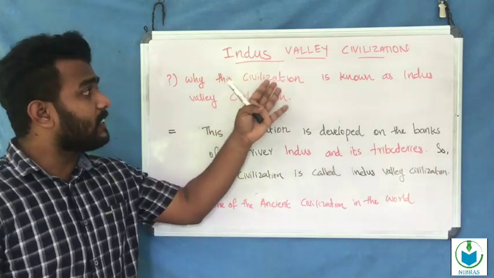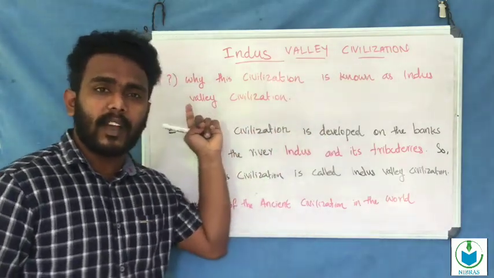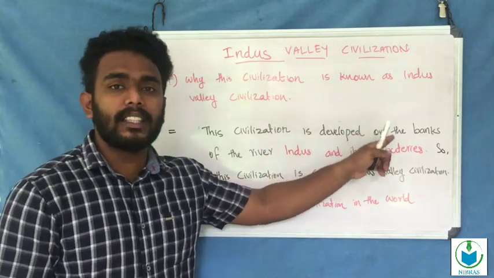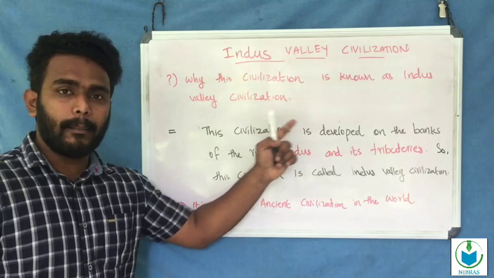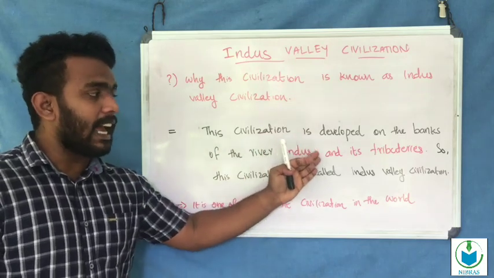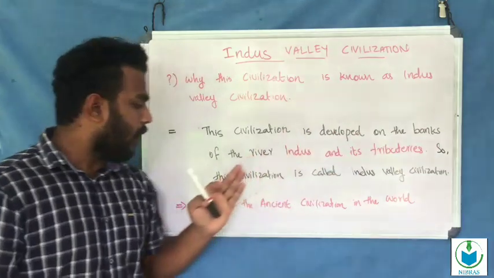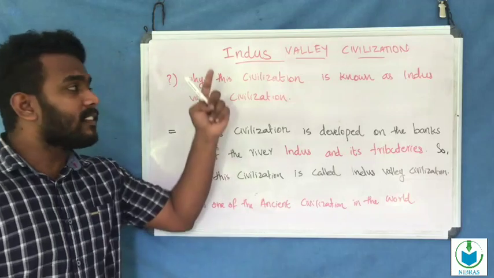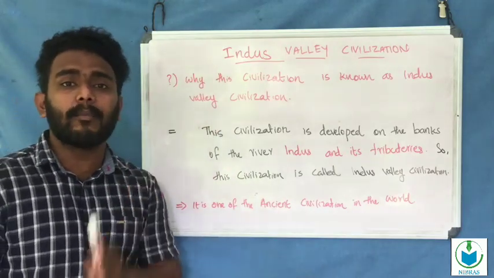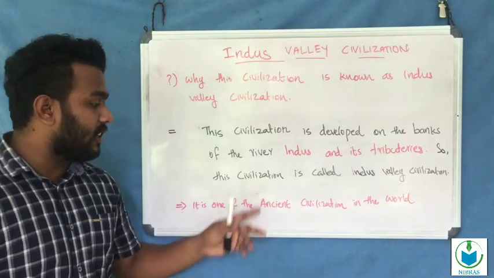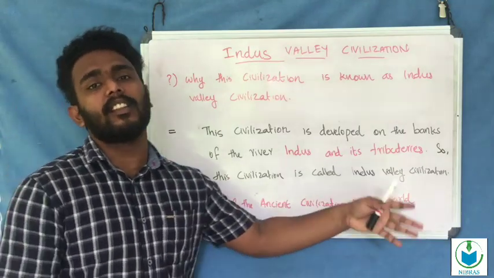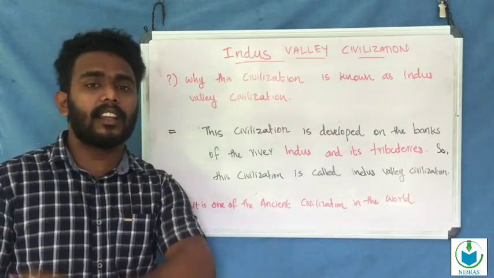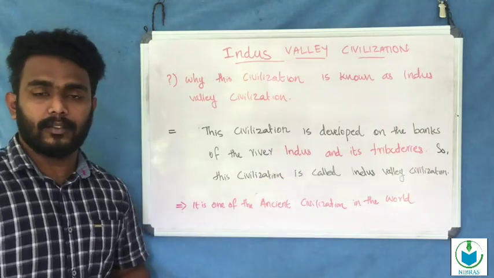Why is this civilization known as the Indus Valley Civilization? This civilization developed on the banks of the river Indus and its tributaries. So this civilization is called the Indus Valley Civilization. It is one of the important ancient civilizations, the first and oldest civilization in the world.